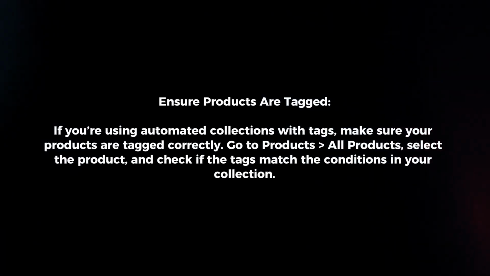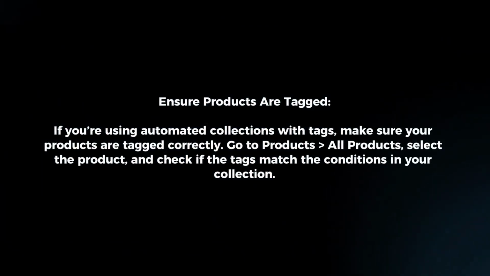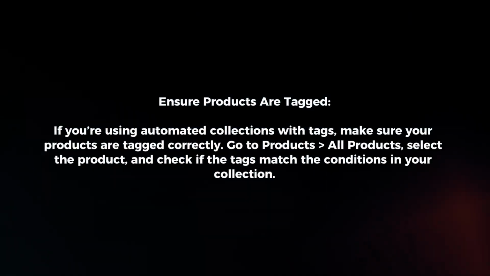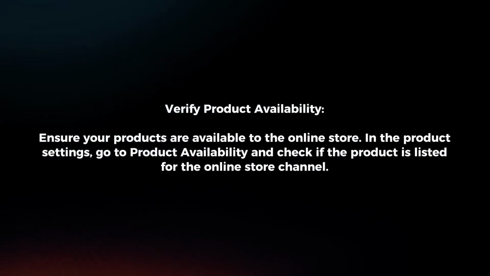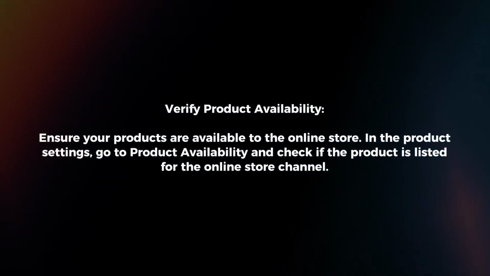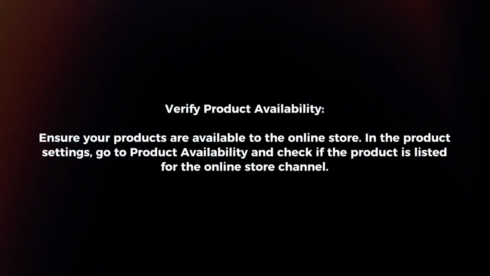Ensure products are tagged. If you're using automated collections with tags, make sure your products are tagged correctly. Go to Products, All Products, select the product and check if the tags match the conditions in your collection. Verify product availability. Ensure your products are available to the online store. In the product settings, go to Product Availability and check if the product is listed for the online store channel.